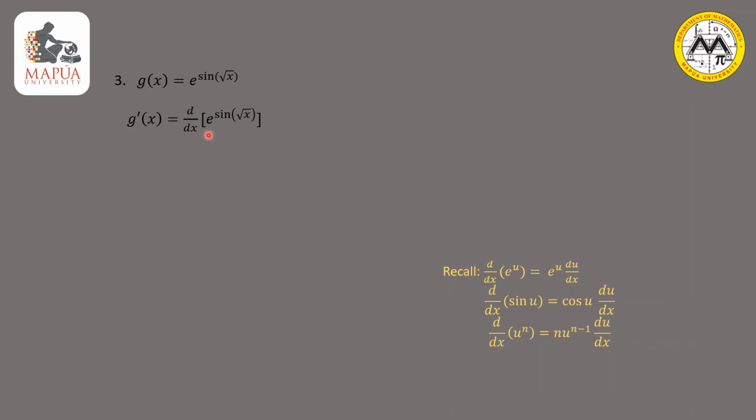So for the function e to the sine of the square root of x, the derivative now would be given by e to the sine of the square root of x times the derivative of sine the square root of x, where the derivative of sine u is cosine u du. So we have here cosine of the square root of x times the derivative of the square root of x, which is just 1 over 2 the square root of x. Okay, so g prime here now is given by the product of cosine the square root of x times e to the sine square root of x divided by 2 the square root of x.